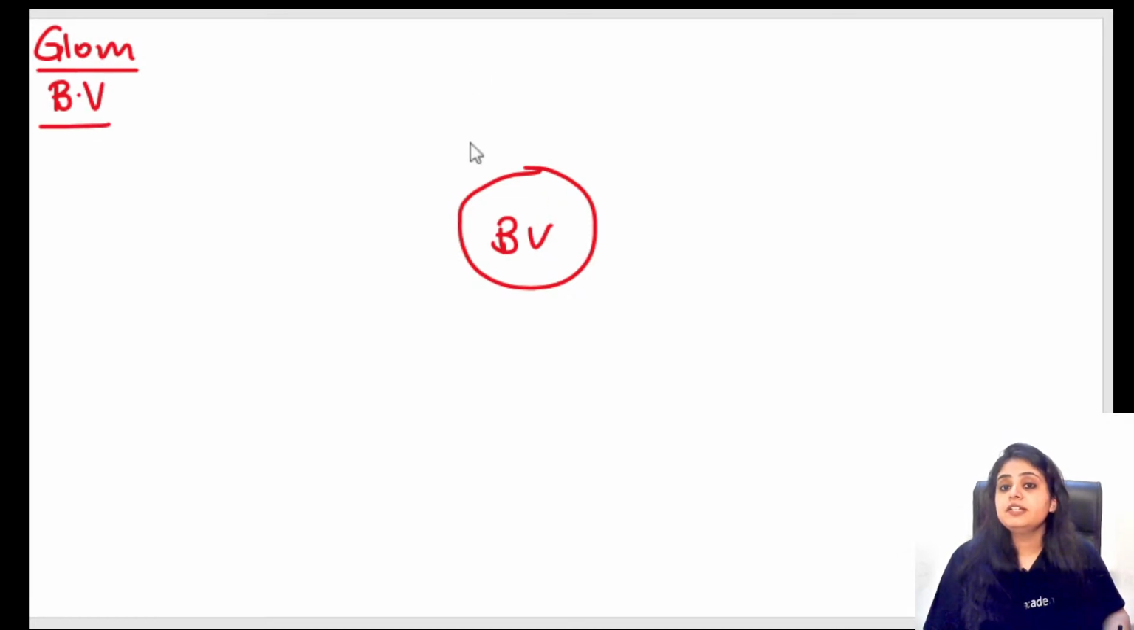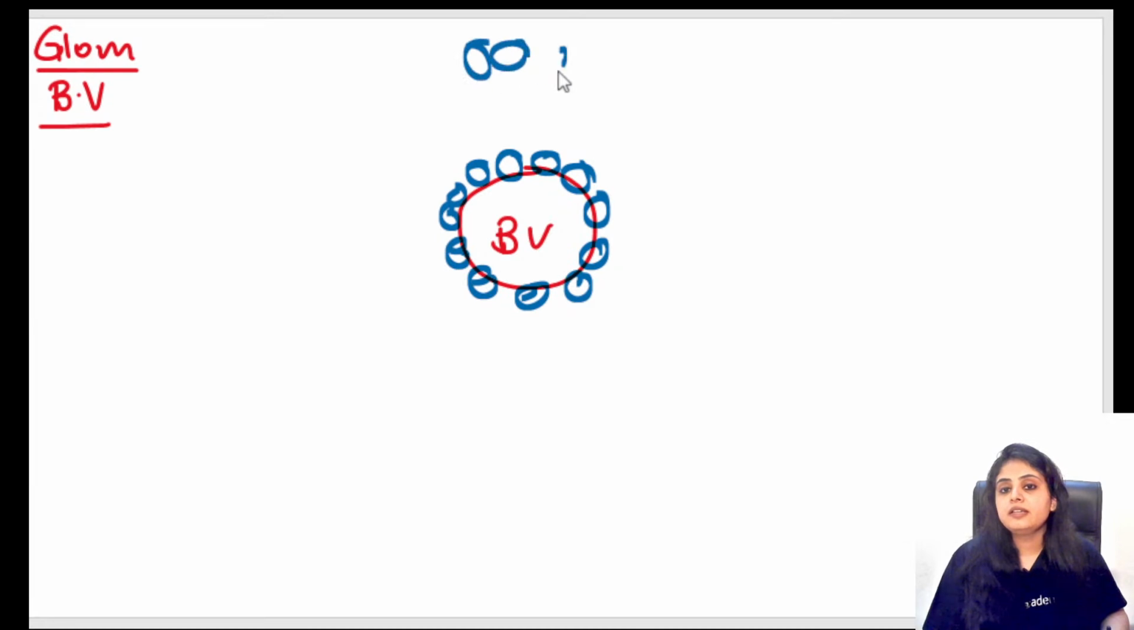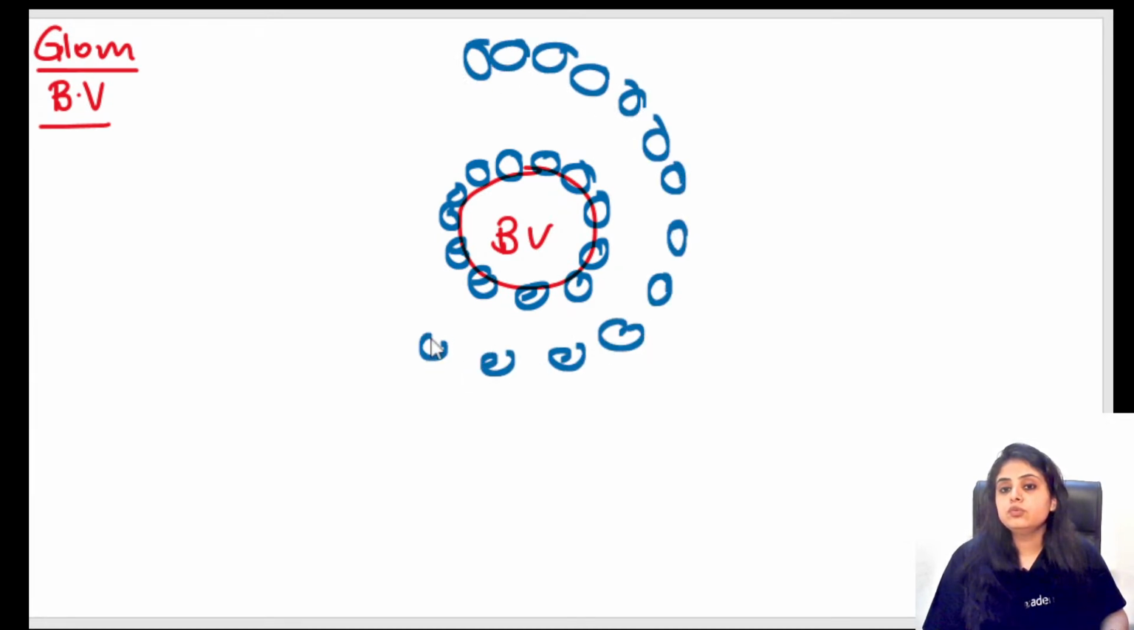Then you will see 2 rows of cells. This is tumor cell row number 1. These are tumor cells, and there is tumor cell row number 2. So these are the 2 circles of tumor cells that you are seeing with a gap between the 2. There is going to be a space between the 2.